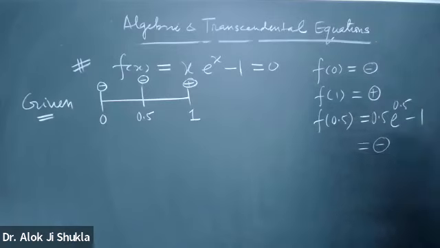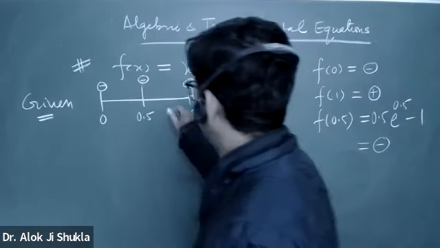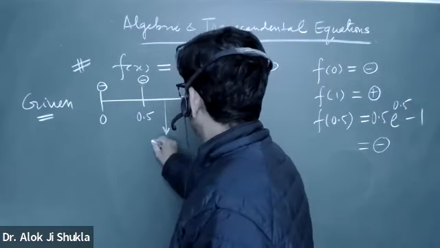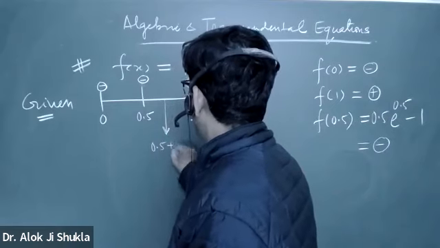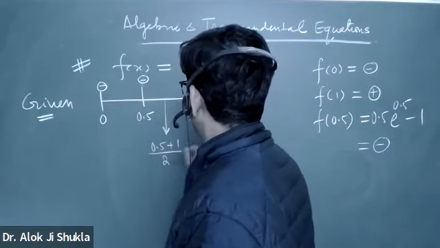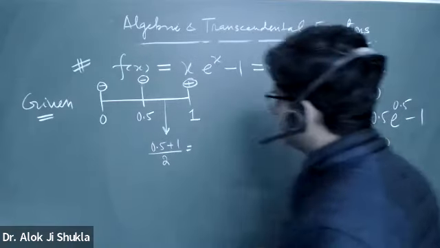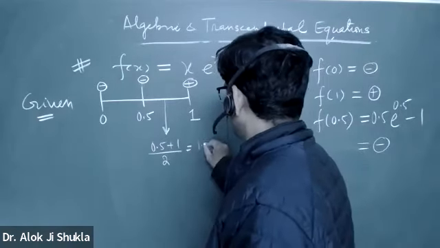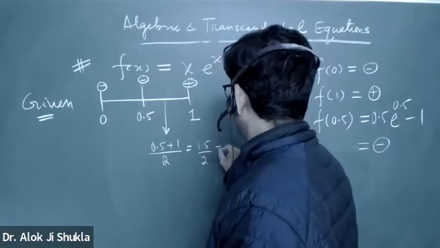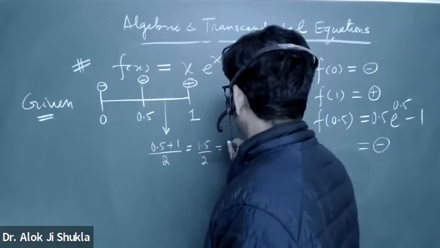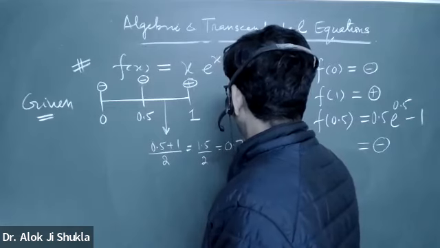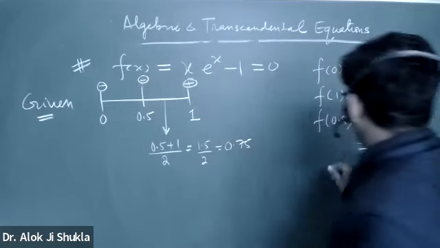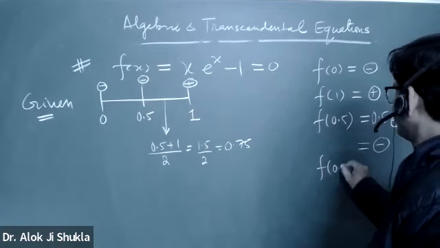Now tell me which side I should go. This side? Positive sign की तरफ. 1. So it will be 0.5 plus 1 by 2. And that is equal to how much? 0.75. So what is f of 0.75?